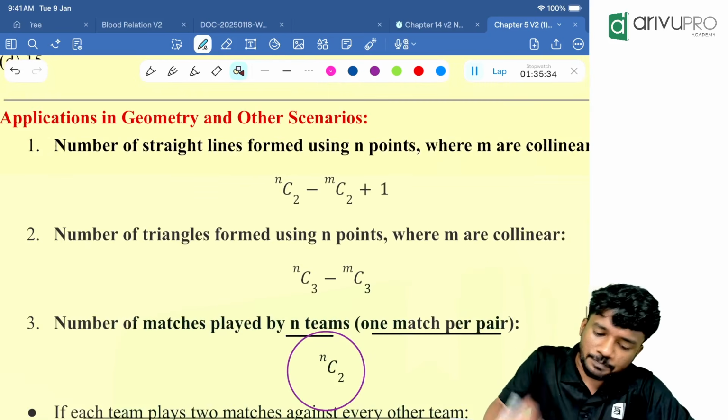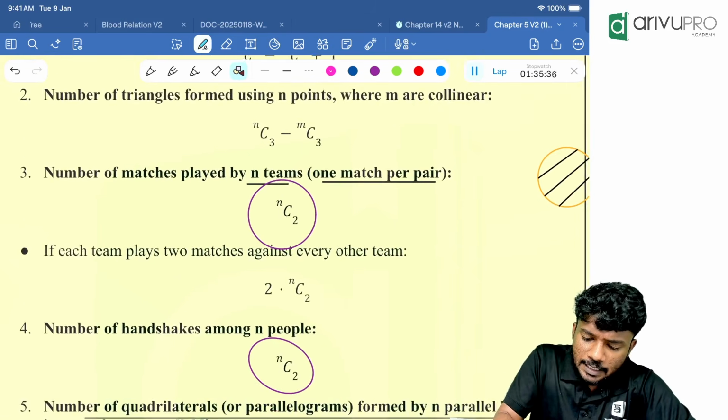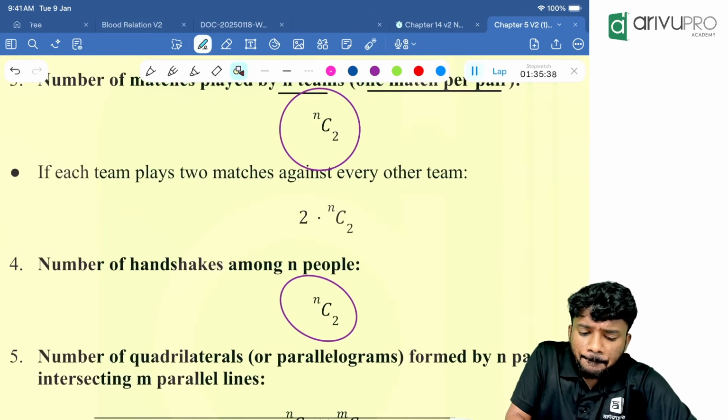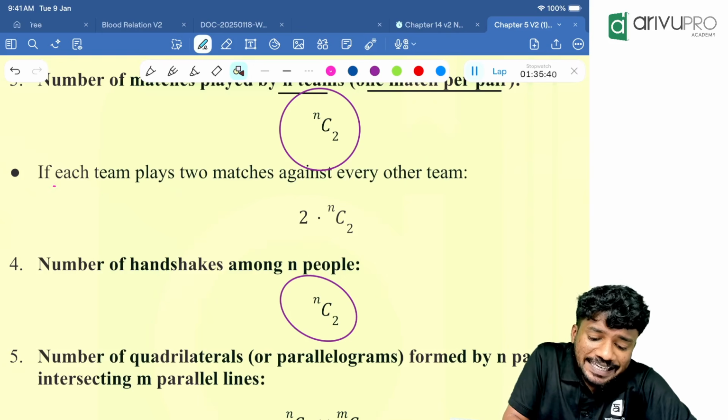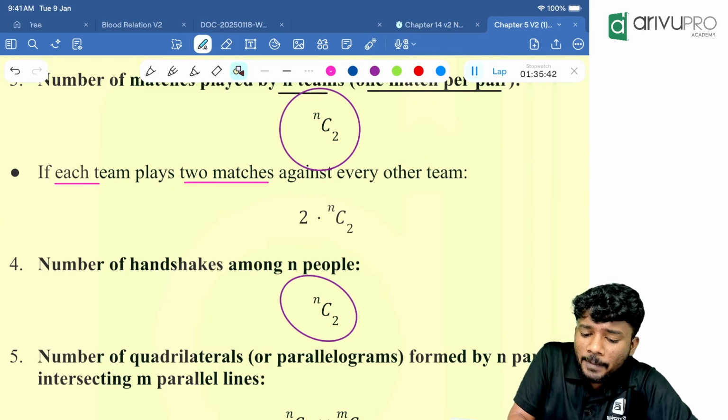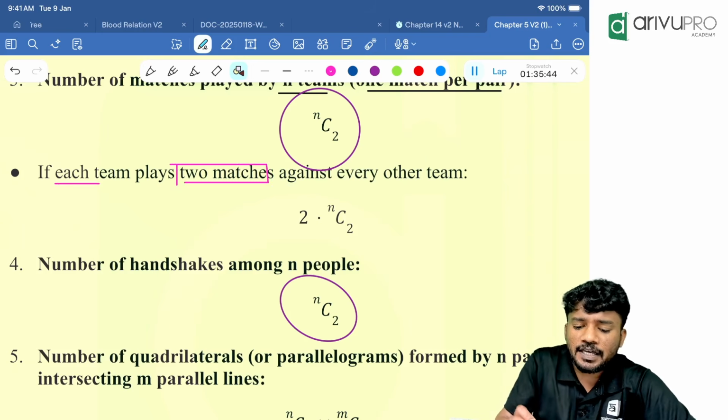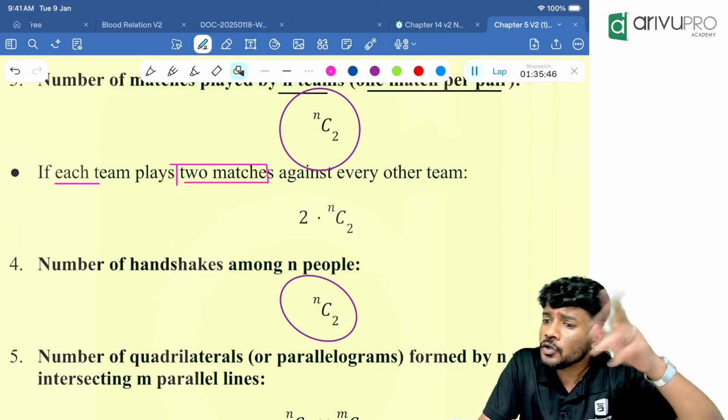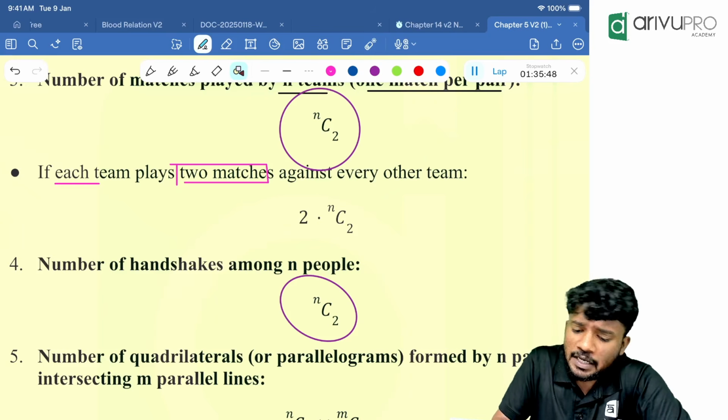Okay. Now, the number of matches, if each team plays 2 matches against each other. If they are playing how many matches against each other? 2 matches against each other.